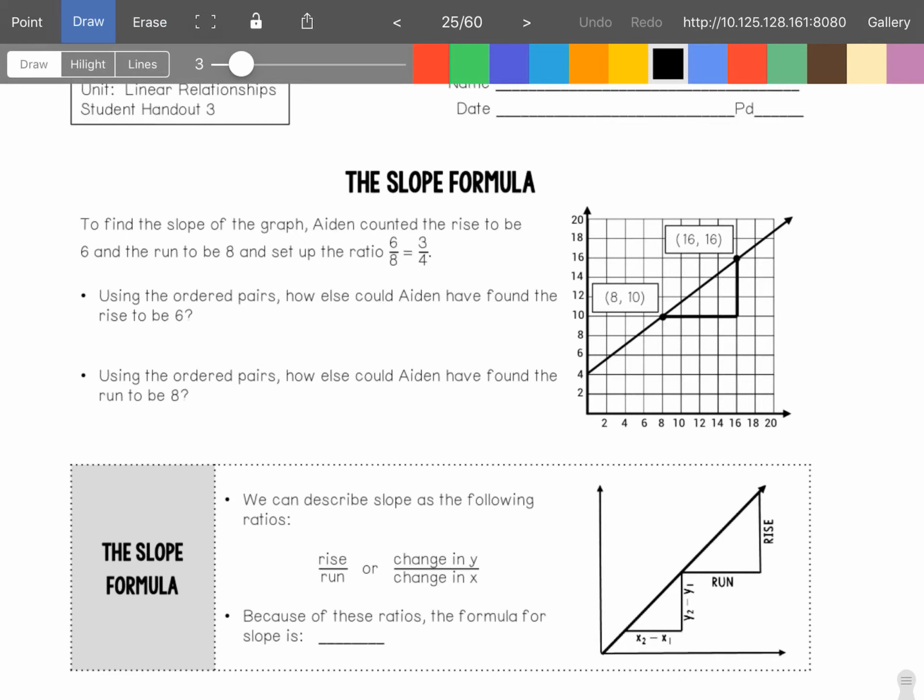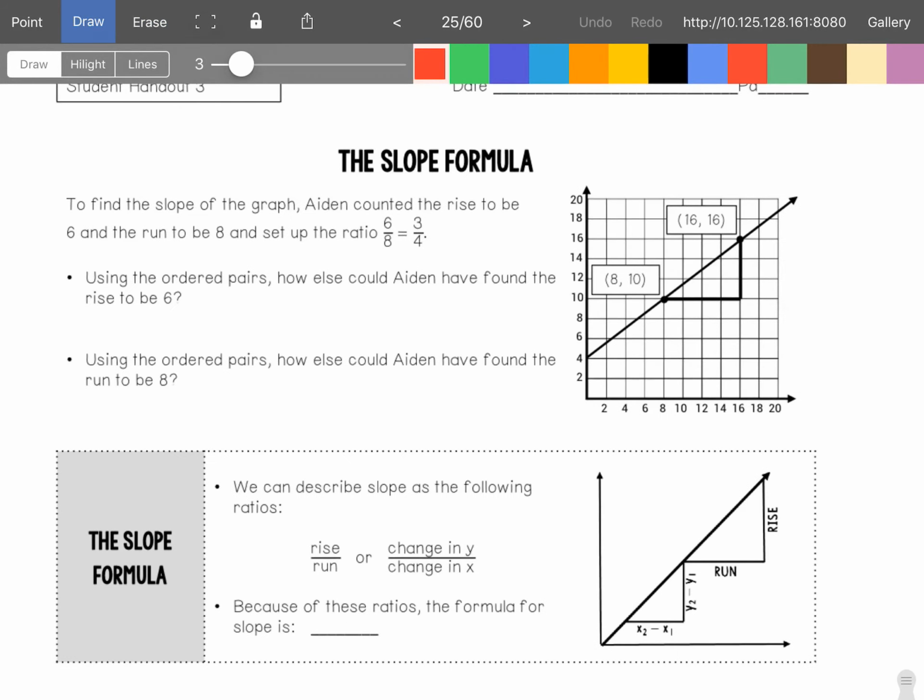All right, lesson 3 is on the slope formula. To find the slope of the graph, Aiden counted the rise to be 6 and the run to be 8, and he set up the ratio as 6 over 8, which he then simplified to 3 over 4.